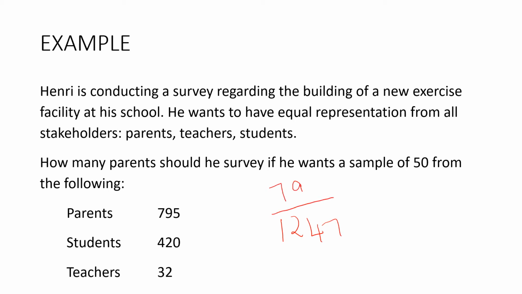So that's 795 over 1,247. Now I want 50, or he wants 50 all up. So I'm going to take that fraction of 50. Now it's not going to work out particularly nicely. Let's just do it on the calculator. 795 divided by 1247 times 50. I'm going to get 31.8. And you can decide whether you want to round that up to 32 people or down to 31. But that's how you work out a stratified sample and the proportions required.